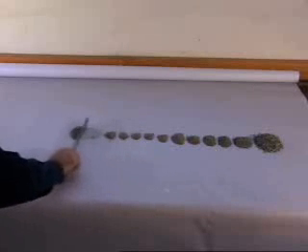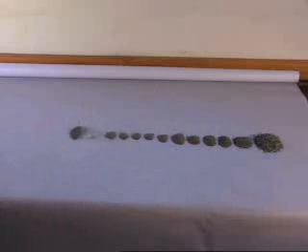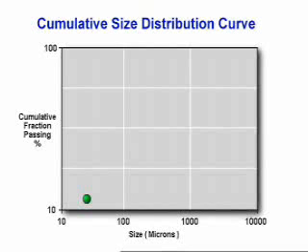The weight is divided by the total weight we began with to give the percent of particles that passed through the screen. In this case, 12.1% of the particles passed through the 38 micron screen. This point is plotted on the graph.